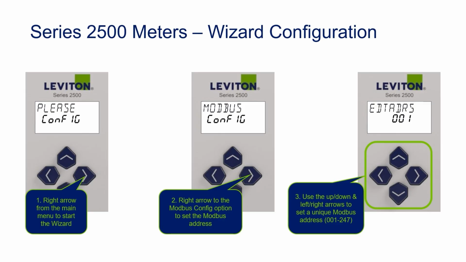Remember that each meter must have a unique Modbus address to be recognized on the RS-485 network. The default address is 1, so if there are multiple meters or other devices on the RS-485 line, these addresses must be set.